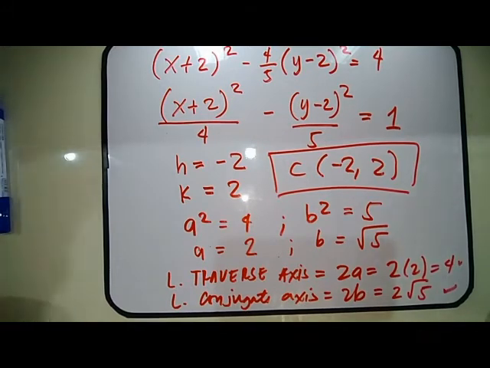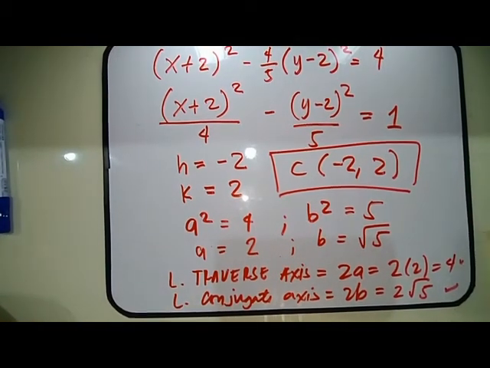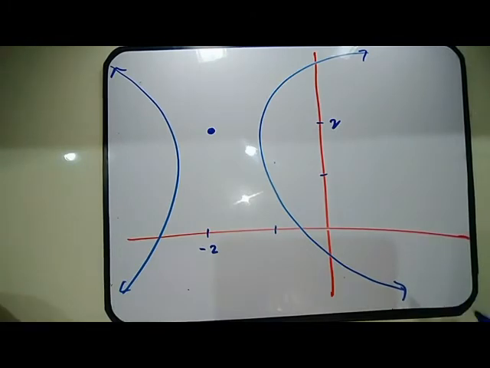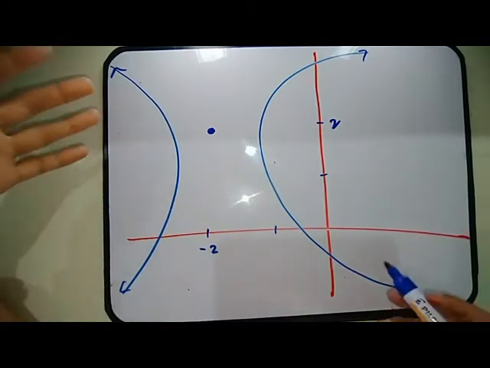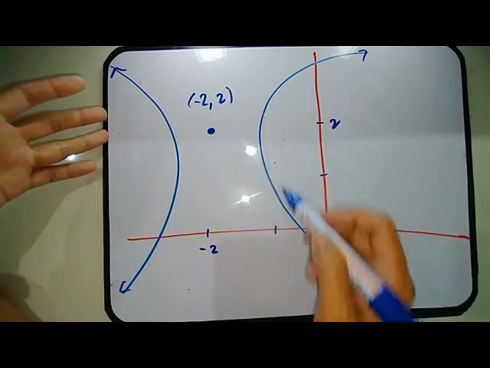So, letter D. The location of the foci. So, i-drawing na natin guys yung figure. Then, ito yung ating hyperbola. So, this is 2. So, negative 2, 2. Center.